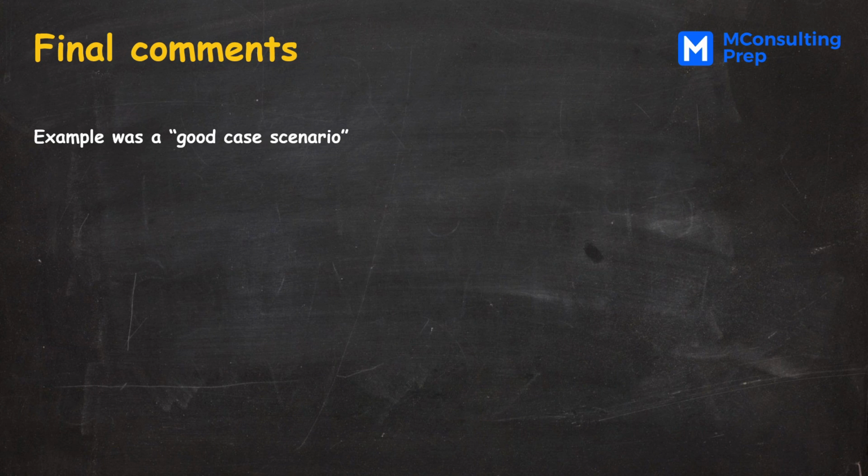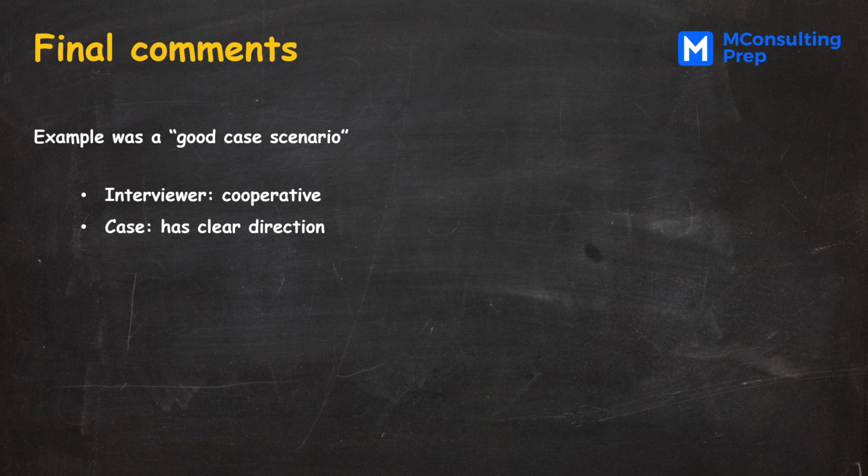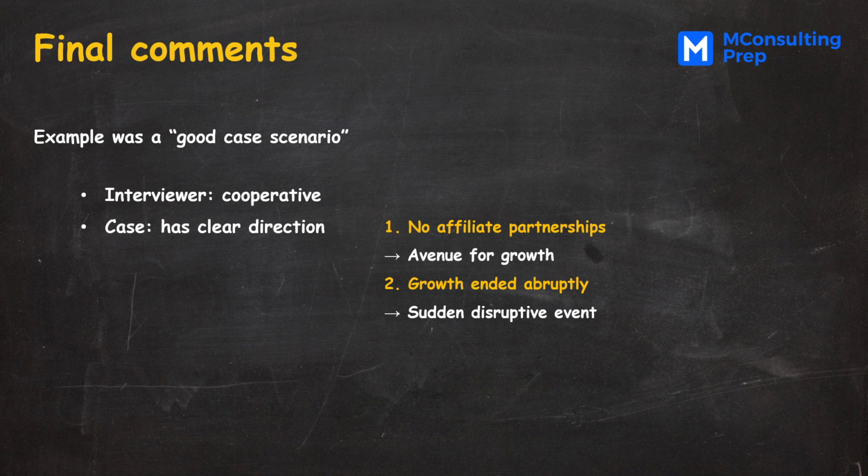What you've just seen is a good case scenario where the interviewer was fairly cooperative and clarification yielded 2 important pieces of data. 1, the client does not run affiliate partnerships, hinting at a potential avenue for growth, and 2, their revenue growth seemed to have ended abruptly, possibly due to a sudden disruptive event. The candidate can now decide on a much more tailored, informed approach as a result.